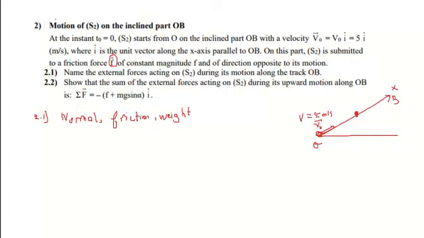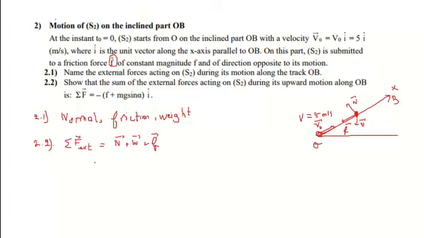Now, if we want to draw them on the figure, this is for part 2(2), for example. Part 2(2): show that the sum of the external forces acting on S2 during its upward motion along OB is this much. So here, in order to find the sum, I must find the summation of F external. What do we have as forces? I'll draw the forces. We have the weight, we have the normal, and we have the friction, which is opposite to the motion. So it's equal to the normal plus weight plus friction.